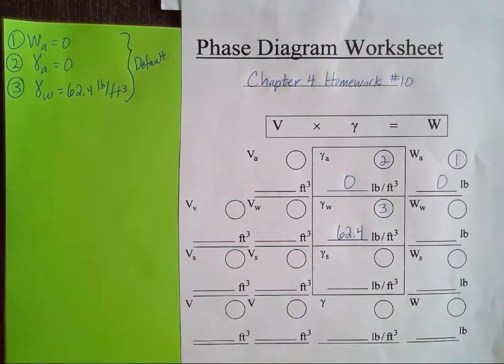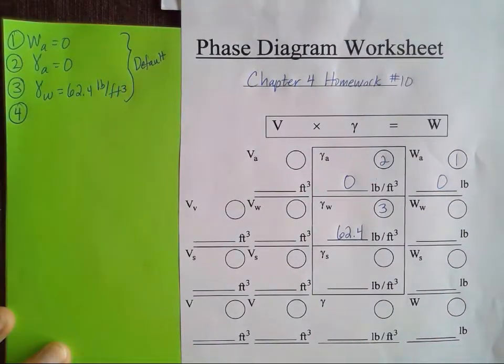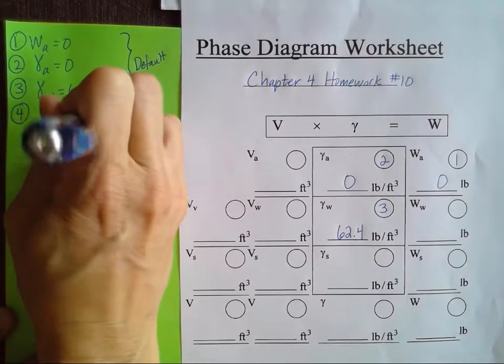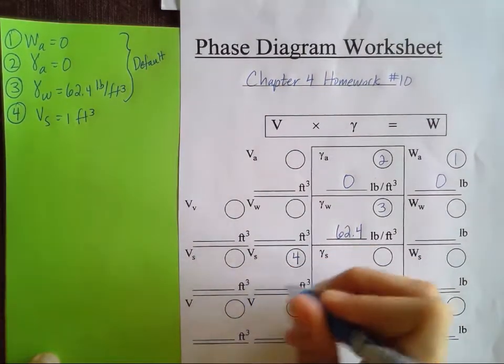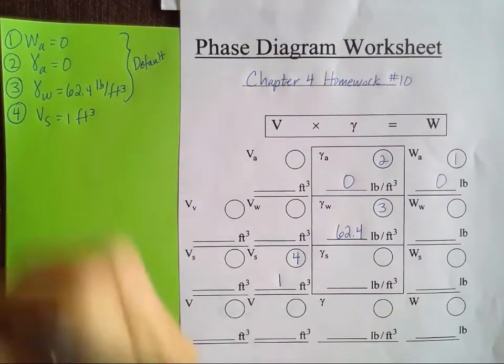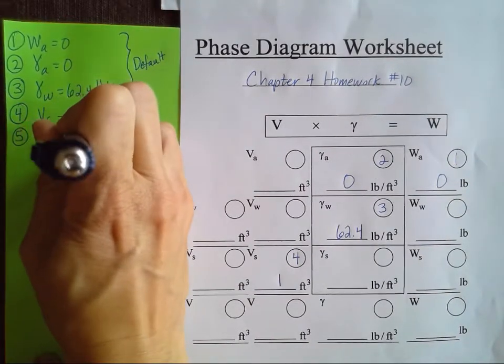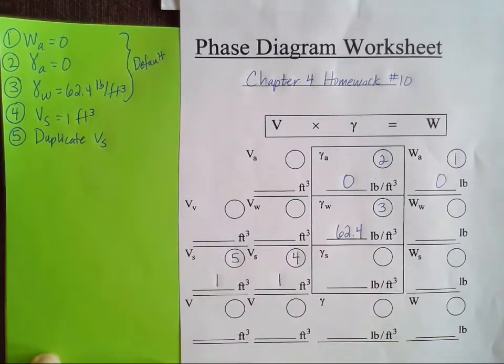So let's do it. I put my default values in to start with. And then I'm going to go ahead and put in what else was given here. It told me that it was a 1 cubic foot volume of the solids this time, not total volume. So volume of the solids is 1 cubic foot. So I'm going to put that in here. Volume of solids is 1 cubic foot, not total volume. And I'm going to duplicate that for number 5. Write that one more time. Make our chart nice and neat.